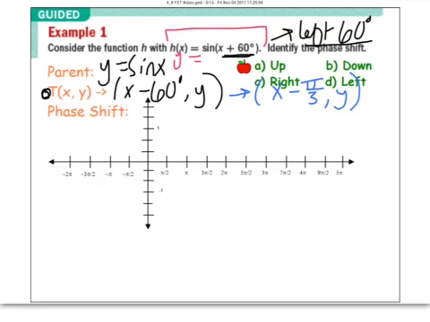And then let's complete the language here. The phase shift is just left 60 degrees. Now let's sketch this by hand without a calculator. I like to start this by, again, we identified the parent function for a reason. I'll sketch one cycle of the parent function.